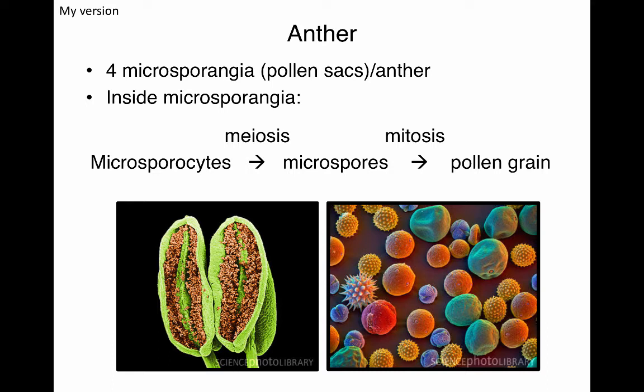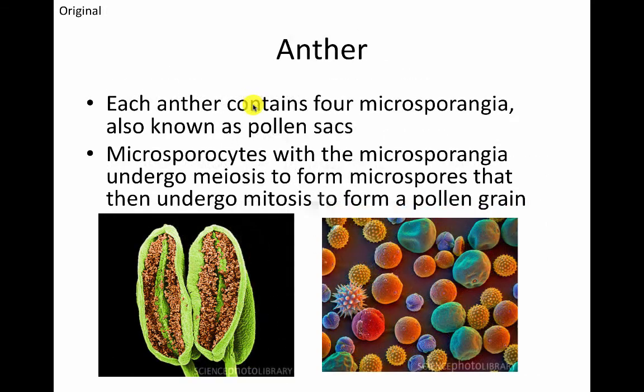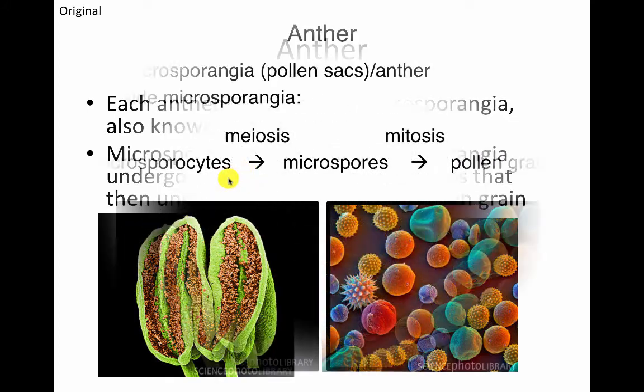And you would have to know your stuff well enough to talk about this besides just reading off the bullets. But this is saying the same thing. Four microsporangia in pollen sacs per anther. And inside the microsporangia, this is the process going on. Microsporocytes within the microsporangia, and so on. So I've shown this here.